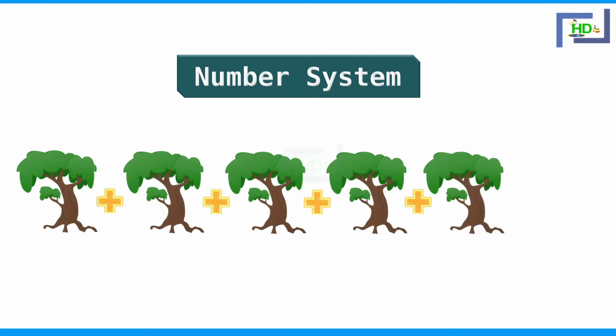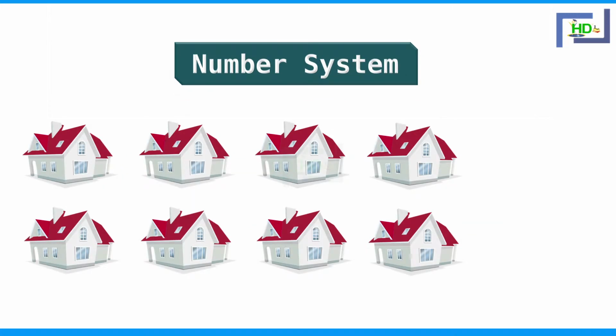Number system. Look at these objects. How many trees are there? Yes, there are 5 trees. Look at these objects. How many houses are there? Yes, there are 8 houses.